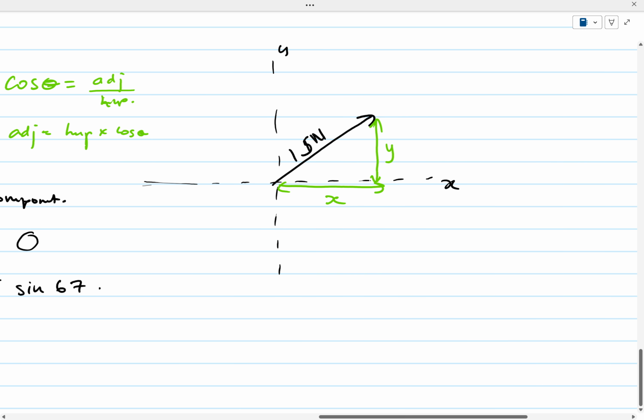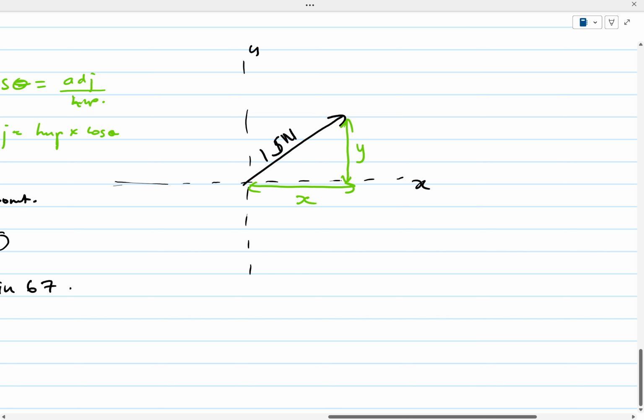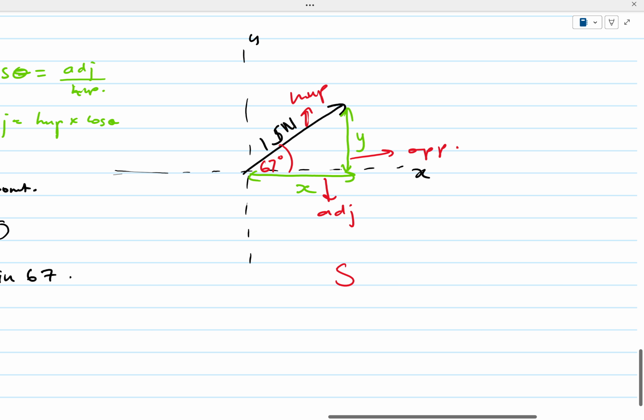So understand that, right? We can also view this as a triangle. If we were to label the sides, this would be the hypotenuse. The angle here is 67, so where the angle sits, this would be the adjacent, and this would be the opposite. From SOHCAHTOA, we're trying to find the adjacent. We do not have the opposite, so we can't really get the adjacent that way.